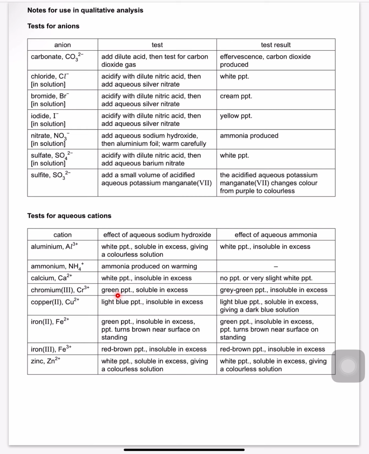But remember this thing. I would like to tell you some information about chromium ions as well. Chromium ions basically give a green precipitate soluble in excess. Okay, gray-green precipitates insoluble in excess. So please make a distinction between chromium ions and Fe2+ ions as well. Sometimes students get confused about the green precipitates of chromium and iron(II) ions, so such confusion can be created.